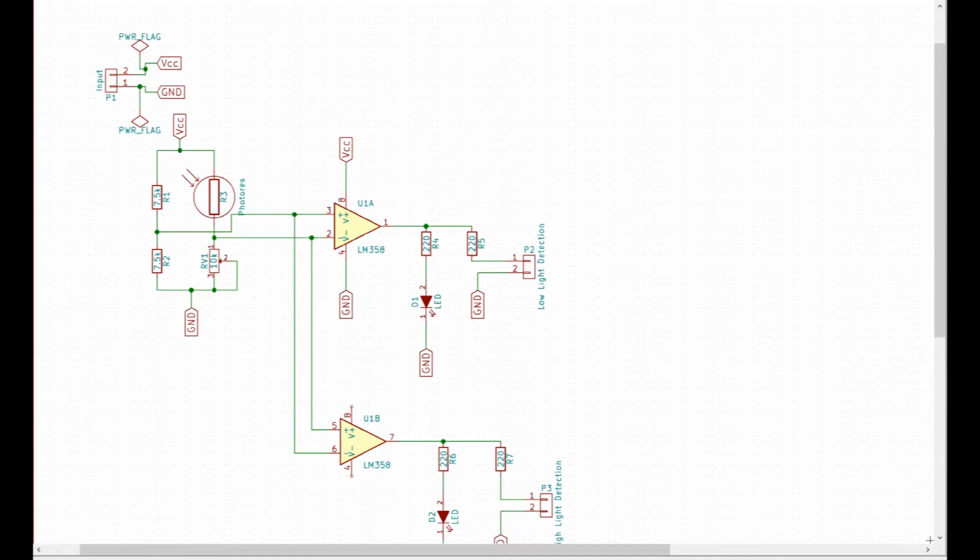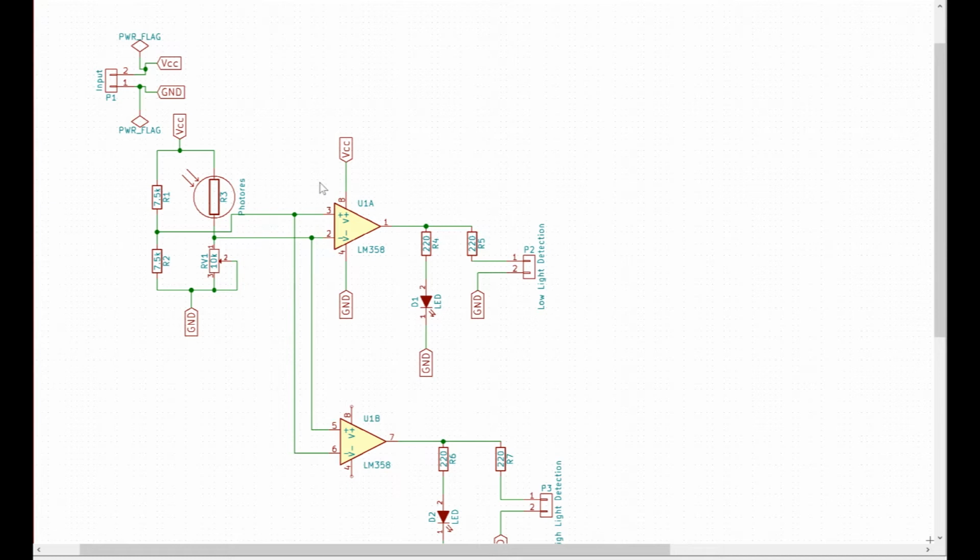So here we're looking at the circuit diagram for the light detector. The light detector mainly works around the photoresistor, which is a resistor whose resistance changes depending on the intensity of light that is coming on it. The details can be found in the Know Your Components resistors video.